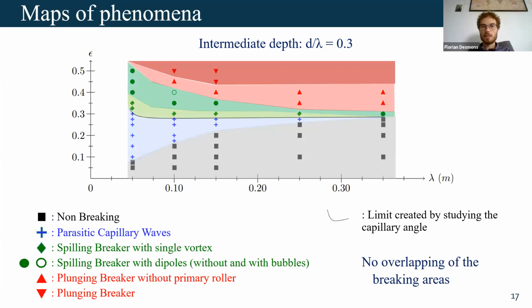And one thing that you can see is that even if I have added subcategories of breaking type, the regions of the breaking process are not overlapping. So there is kind of a difference, and there is a particular area of slope and wavelength where each breaking type occurs.